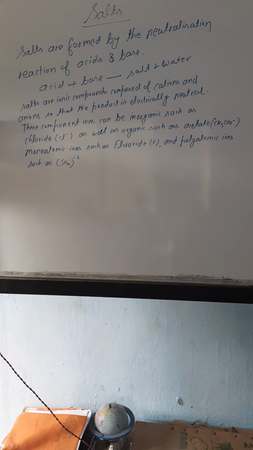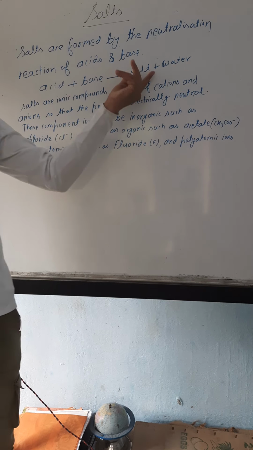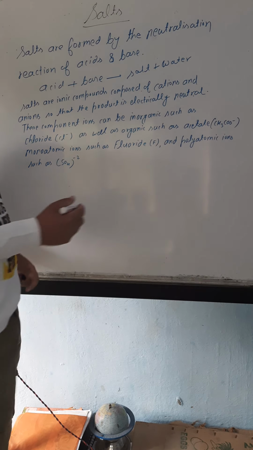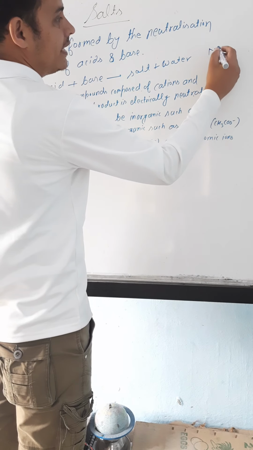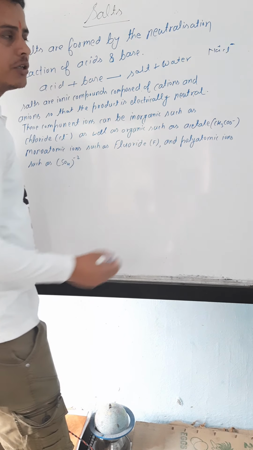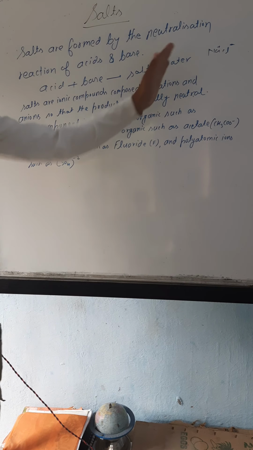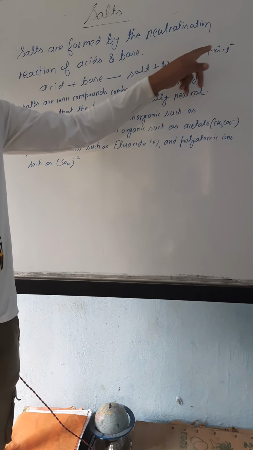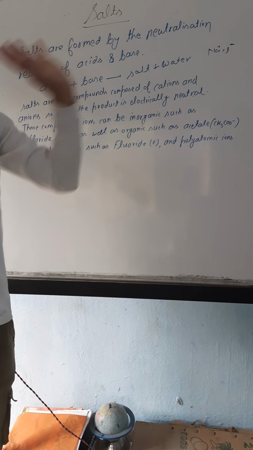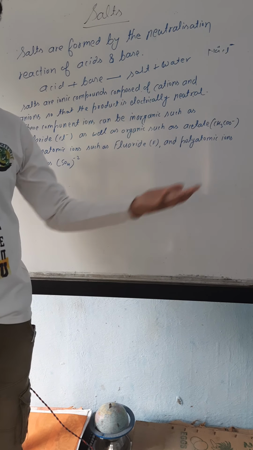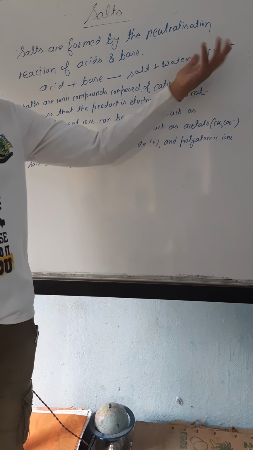Now the next point: salts are ionic compounds. Whatever salts are formed here, all of those salts are ionic compounds, like NaCl. NaCl is an ionic compound, that is Na positive and Cl negative. So salts are ionic compounds having cations and anions. Cation means positively charged ions, and anion means negatively charged ions. That is how they are electrically neutral also, because they do not have a net charge.